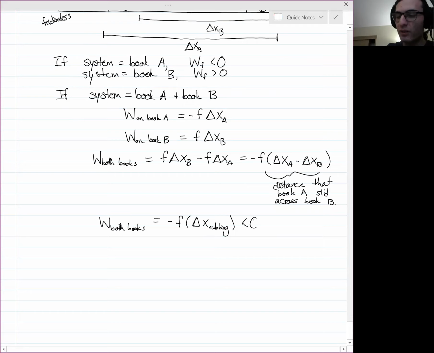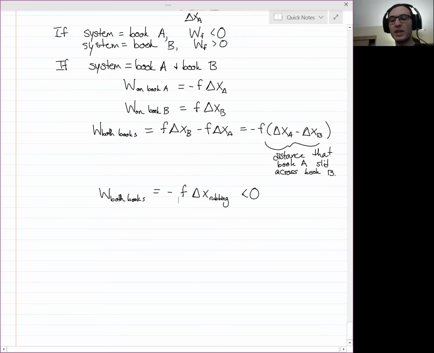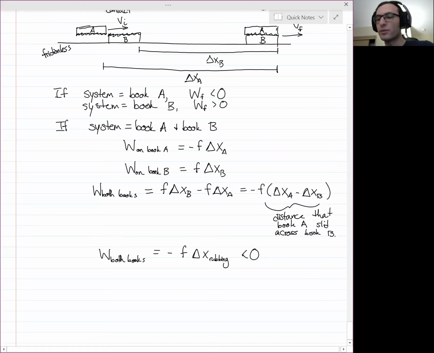And that is, of course, negative, because F is positive and the distance that book A moved across book B is positive, so this whole thing is negative. So the point is that we can now see that, yes, the system as a whole is slowed down, but even more so than it would have been if they were just attached initially, right? Yeah, the whole system is slowed down.